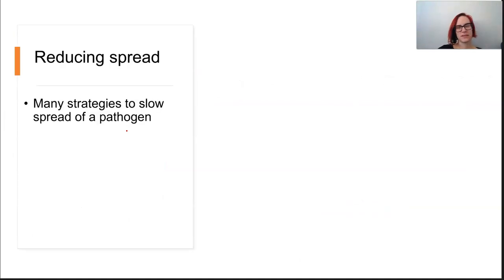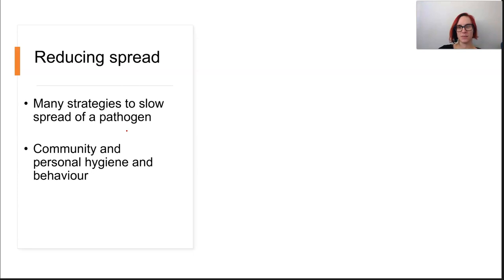Now, there's lots of different ways to reduce spread of a disease in the community, and methods are going to depend on the mode of transmission, obviously. So we can always talk about community and personal hygiene and behaviour. So we might be talking about medical care, disinfectants, personal hygiene, washing your hands. Are we cleaning down the parks? Are we washing down the trains? What are we doing? Are we spraying for pesticides for our vectors? Are we immunising the community?